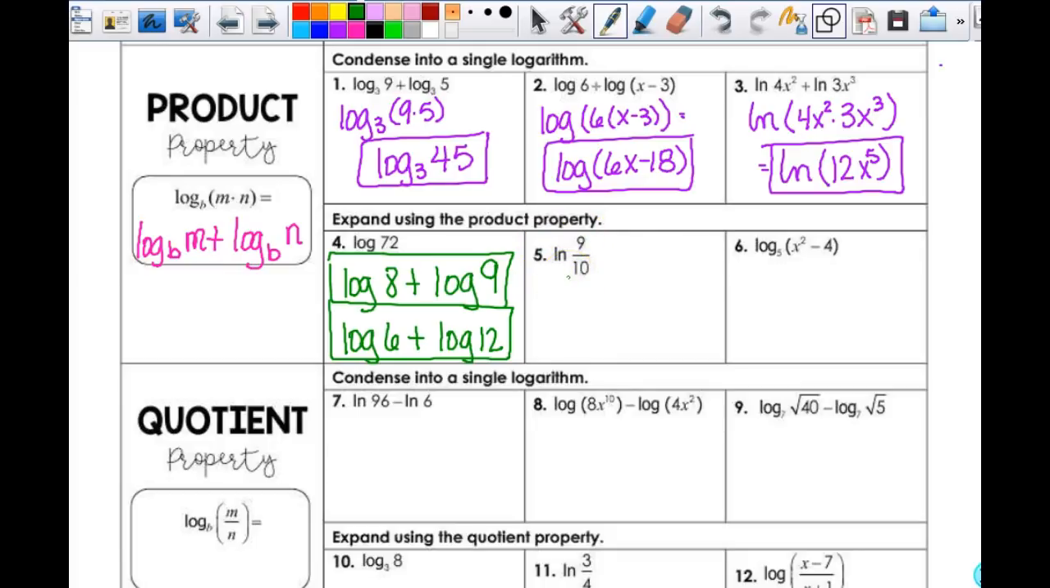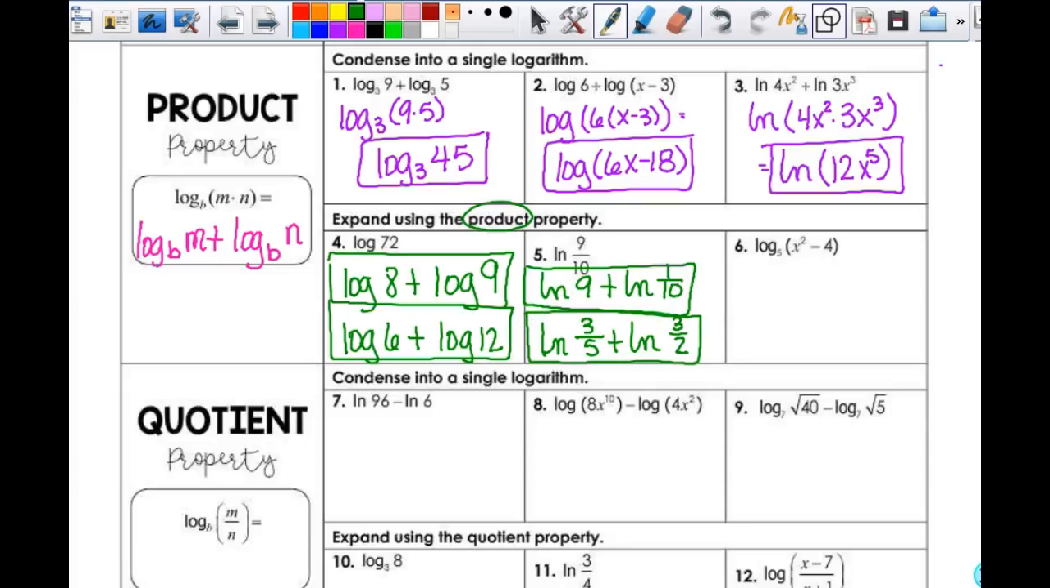Okay, so this is 9/10. Now we are expanding, and it says expand using the product property, right? So I'm expanding using the product property, which means I need two things that multiply to give me 9/10. So I could do 9 and 1/10. That works. So it could be the natural log of 9 plus the natural log of 1/10. That works. Or I could do the natural log of 3/5 plus the natural log of 3/2. That works as well.